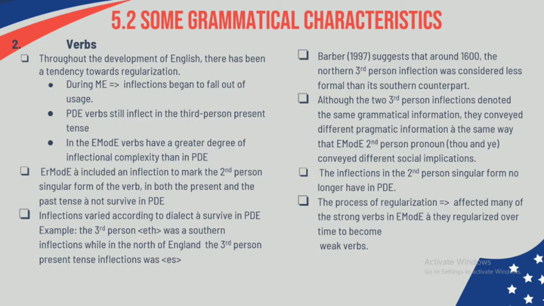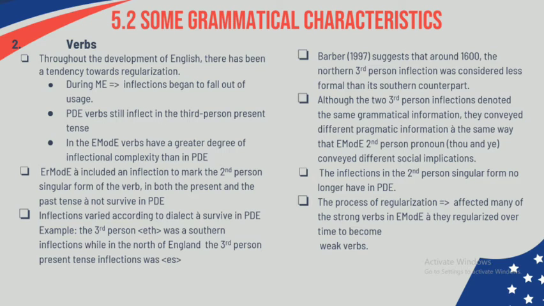Inflections varied according to dialect. This variation still survives in present-day English. For example, in the south the third person present tense inflection was "th", while in the north of England, the third person present tense inflection was "s".